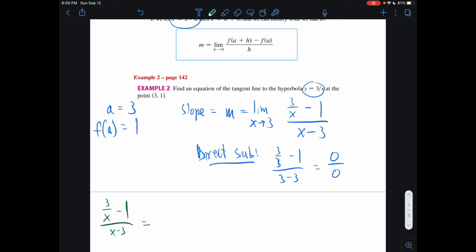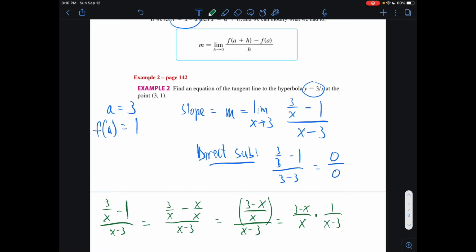First thing I can do is, in the numerator, get a common denominator. So in this case, that would be writing 3 minus x over x, and then dividing that all by x minus 3. That gives me 3 minus x divided by x, all divided by x minus 3. This is a compound fraction, so now I should write this as the numerator, 3 minus x divided by x, times the reciprocal of the denominator, which would be 1 over x minus 3.